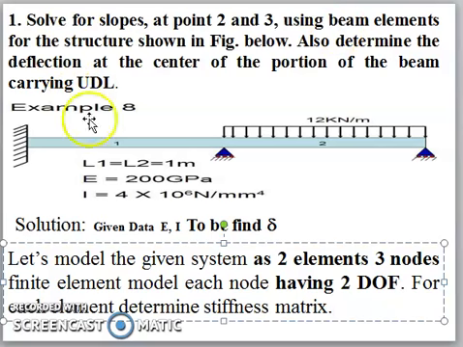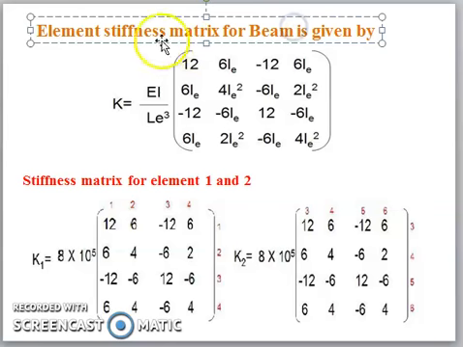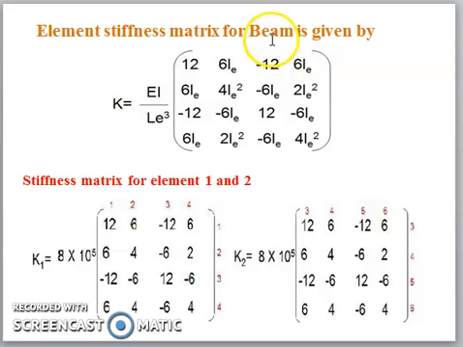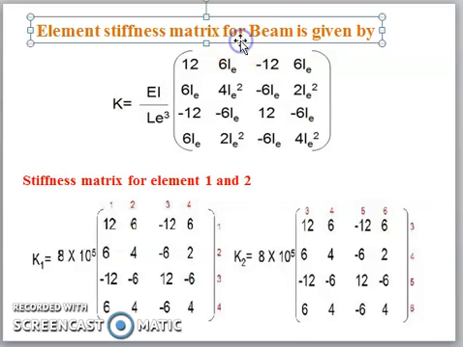Now the second step is the element stiffness matrix. The element stiffness matrix for the beam element, which I derived in the previous class, is K equal to EI by LE cubed times the matrix: 12, 6LE, minus 12, 6LE; 6LE, 4LE squared, minus 6LE, 2LE squared; minus 12, minus 6LE, 12, minus 6LE; 6LE, 2LE squared, minus 6LE, 4LE squared. So this is the element stiffness matrix for the beam element.